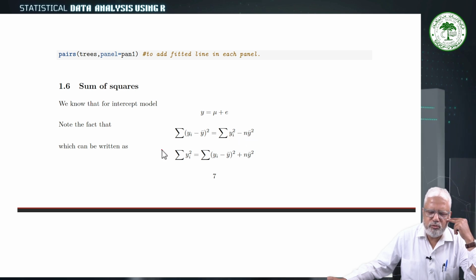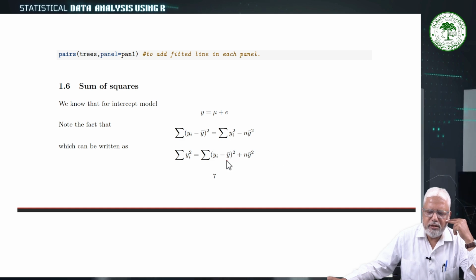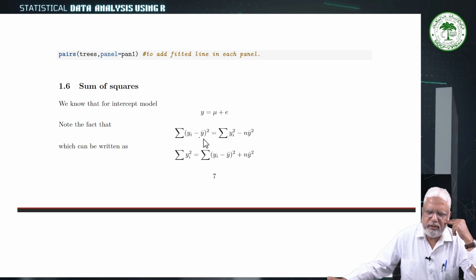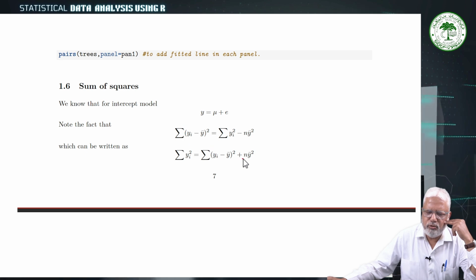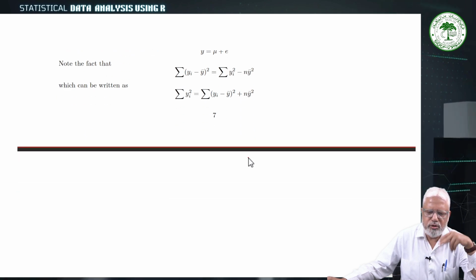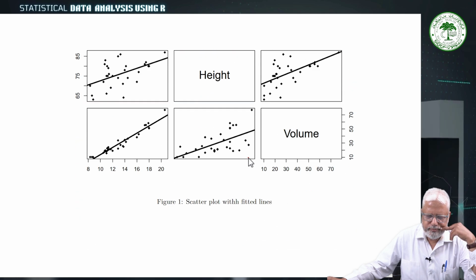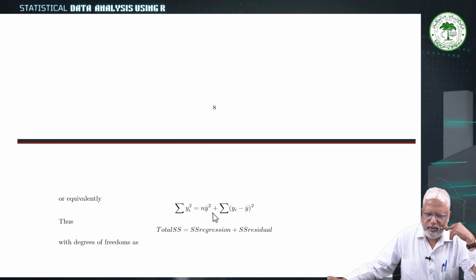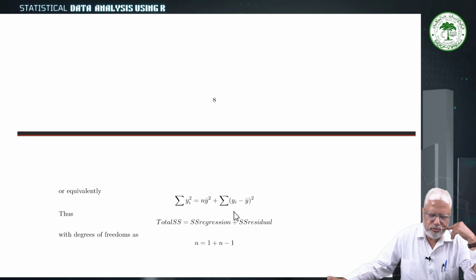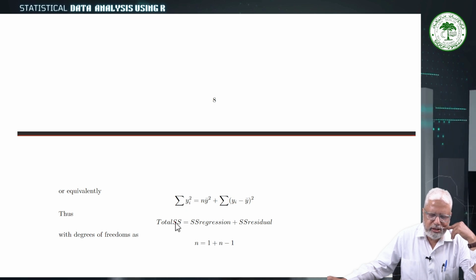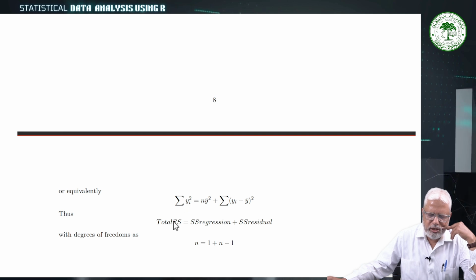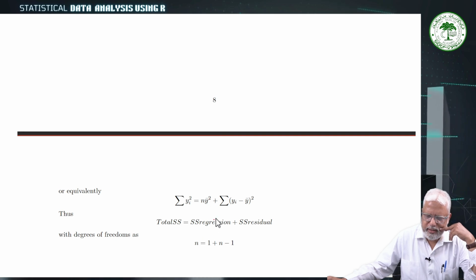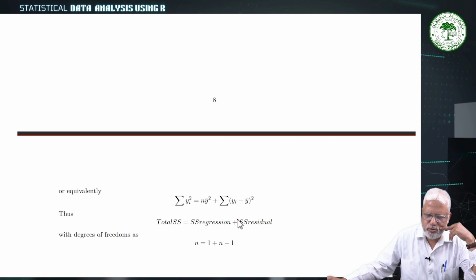And if you keep this to the left and take this to the right, summation y square, take this to the right. So summation yi minus y bar whole square plus n y bar square, or equivalently summation y square is equal to n y bar square plus summation yi minus y bar square. Thus, this is known as total sum of square. And this one is termed as SS due to regression. And this one is termed as SS due to residual.